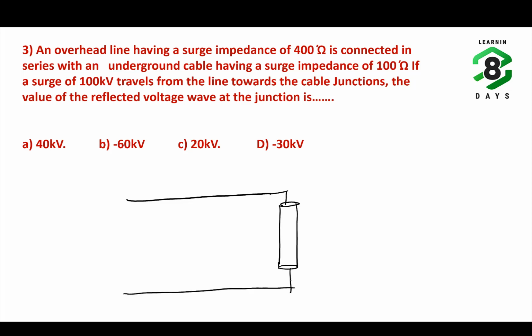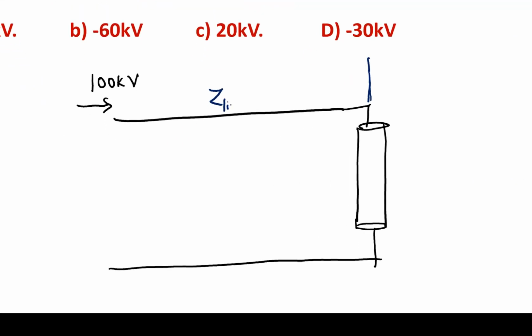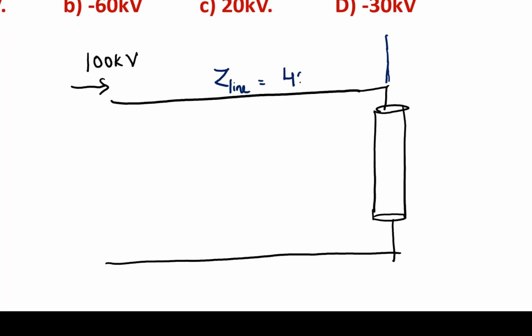Okay. So from here, a surge of 100 kV is traveling through the line and then it is entering the cable. So now the question is, at the receiving end, what is the reflected voltage wave? That is the question. So what is the characteristic impedance of the line? The characteristic impedance of line is 400 ohm. The characteristic impedance of cable is 100 ohm. Understand?